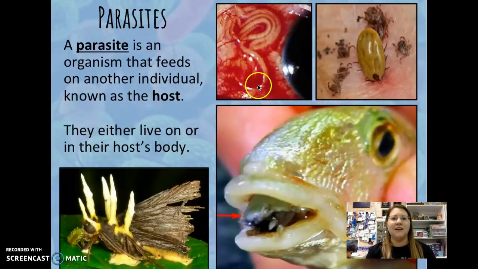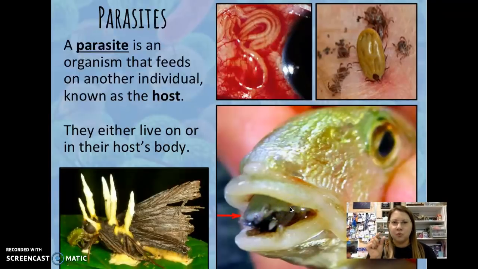So we've got lots of fun parasites here. A little pinworm that's in somebody's eyeball. This is a fungus that's actually taken over this moth here, so it's acting very parasitic. You're probably familiar with these guys, ticks. This one is full of blood apparently. And this is an isopod.